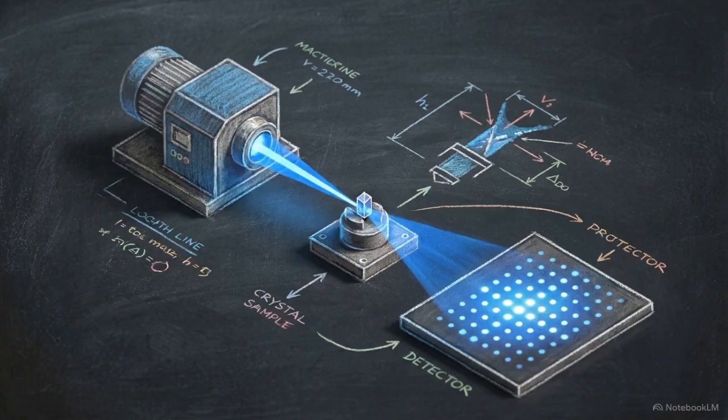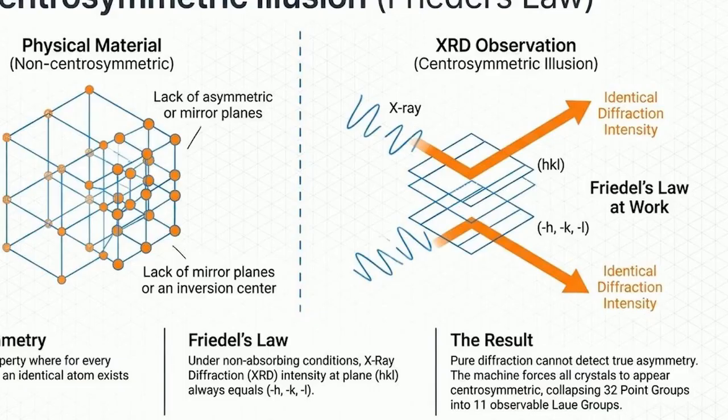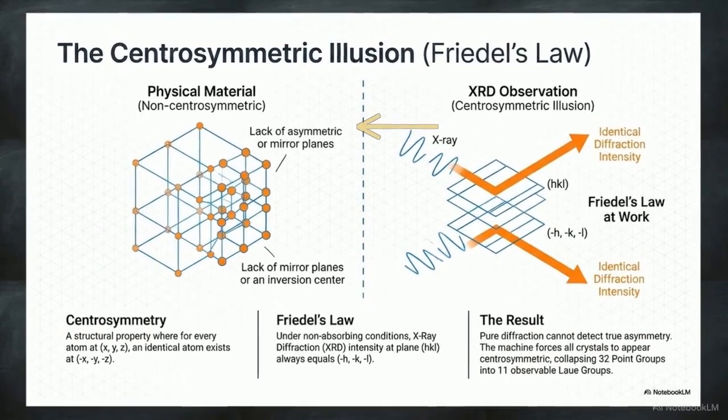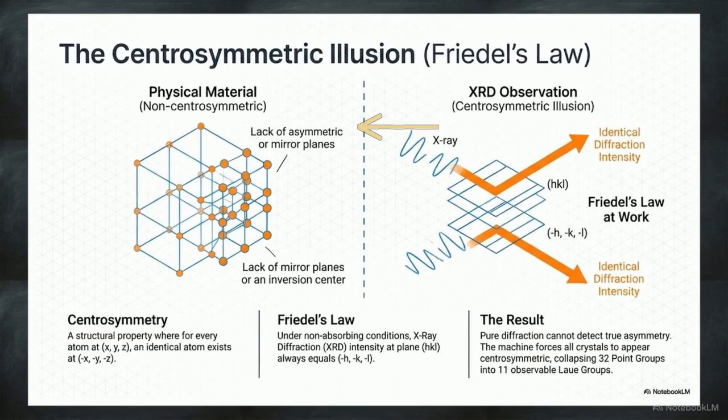The problem is that this observation method introduces a disruptive physical limitation known as Friedel's law. This maps Friedel's law. On the right, the law dictates X-ray intensity scattered at one plane perfectly matches the intensity off its opposite plane. Look left. The material is genuinely asymmetrical. Because XRD outputs identical intensities, it creates the centrosymmetric illusion.